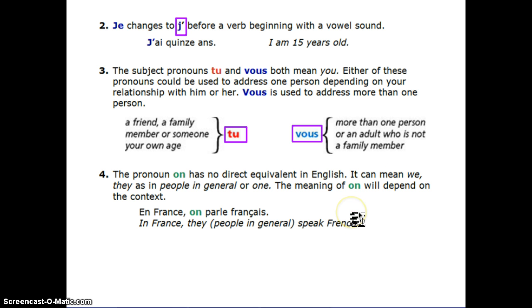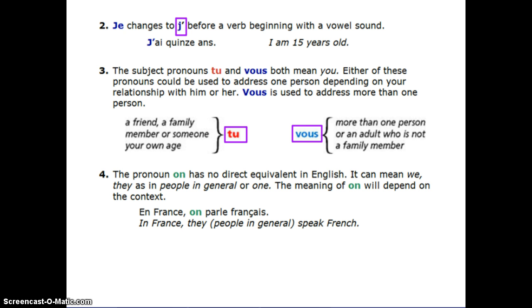And then finally, I told you I'd come back to this word on. On is another word that doesn't really have a good equivalent in English. On typically gets used when you want to talk about people in general, such as, we have a really fun French class. There's not like a specific group of folks. I mean, there is, but there isn't. It's not just me and you, we. It's a pretty big group.